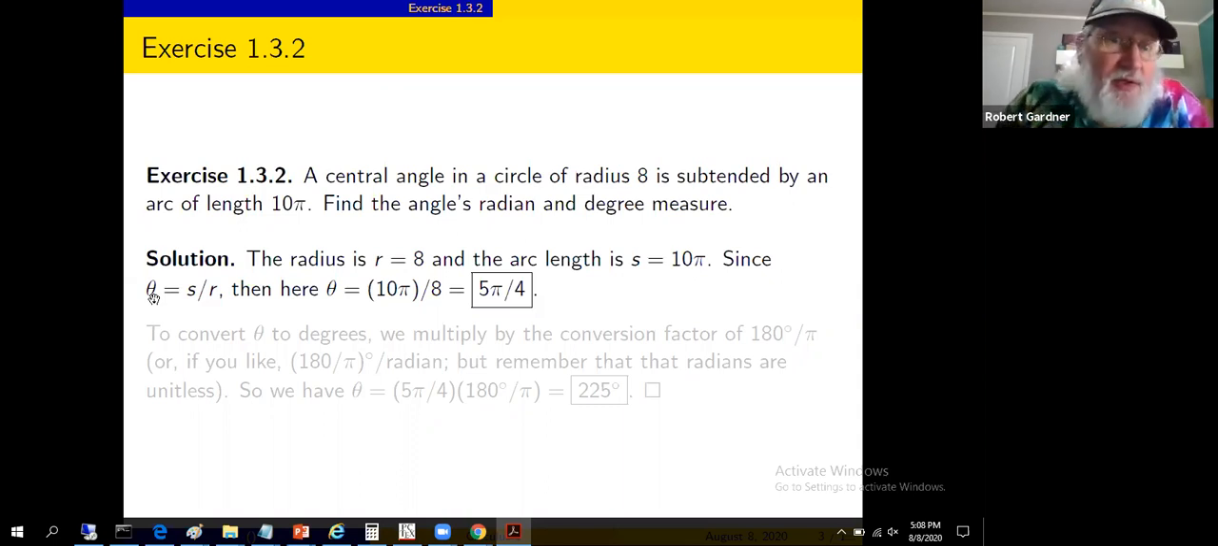We're expressing theta in terms of radians. So we'll get theta equals s over r. Here, s is 10 pi, r is 8. 2 goes into 10 5 times, and 2 goes into 8 4 times. So we can simplify that to 5 pi over 4 if you want to simplify. Yeah, I guess I want to simplify because we're going to do something else to it. Do not approximate it, though. This is a math class.